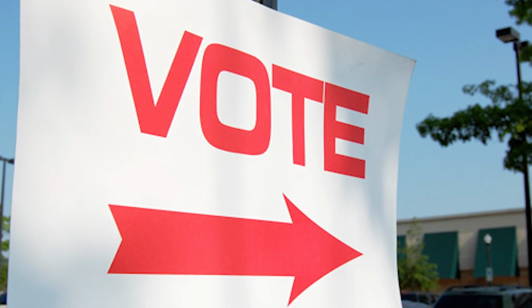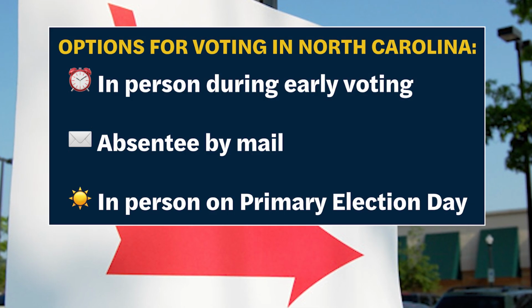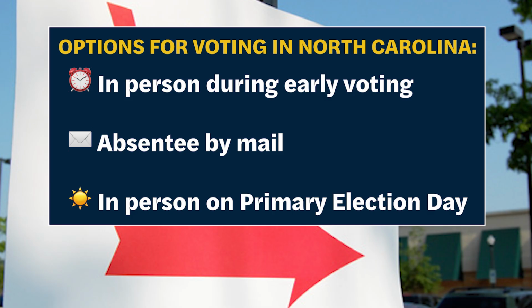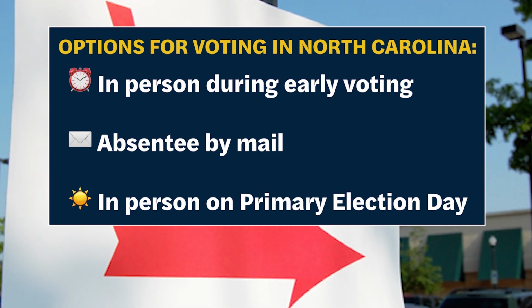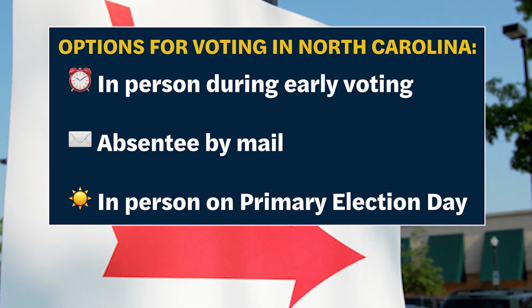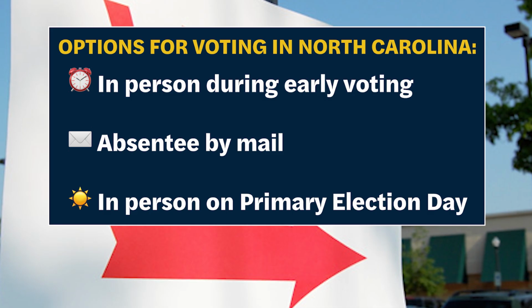Number 4. So what are your options for voting? In North Carolina, you have 3 options for voting. Option 1, voting in person during the early voting period. Option 2, voting absentee by mail. And Option 3, voting in person on Election Day. Choose the option that best works for you.